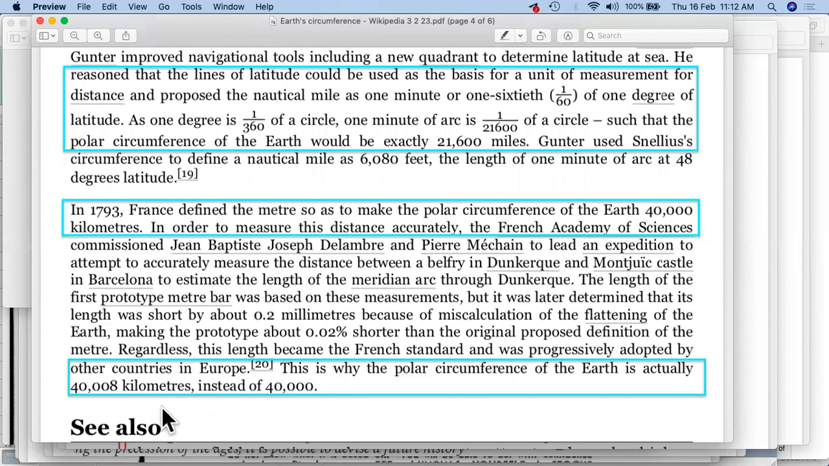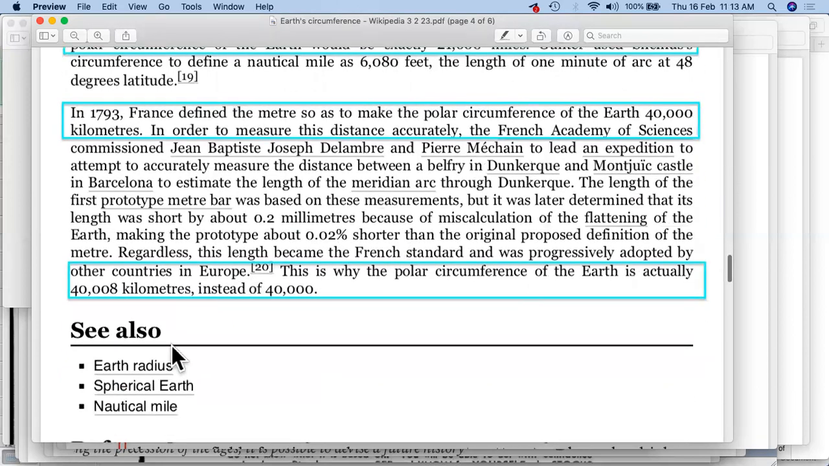Because of some errors, they found out that the tool they used and the idea they got later suggested some errors. So my humble request is please go through these details so that you understand that we are not focusing on the method as such, but just on the numbers. So they came down to a figure which is 40,008 kilometers.